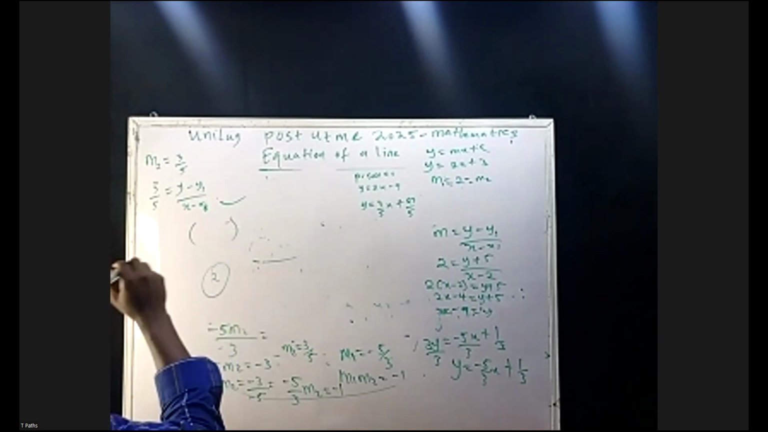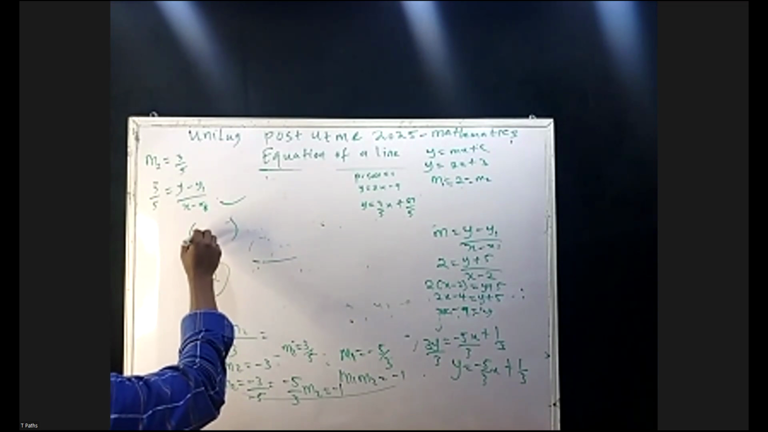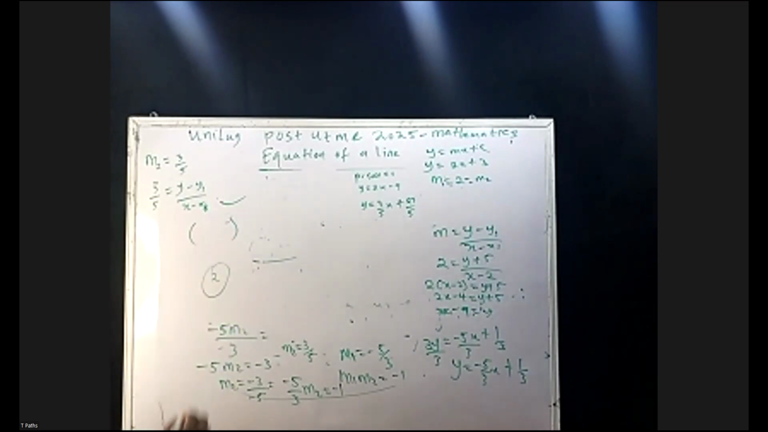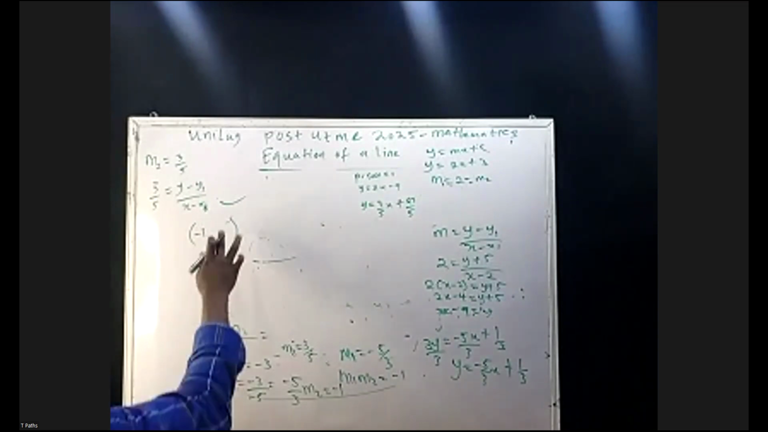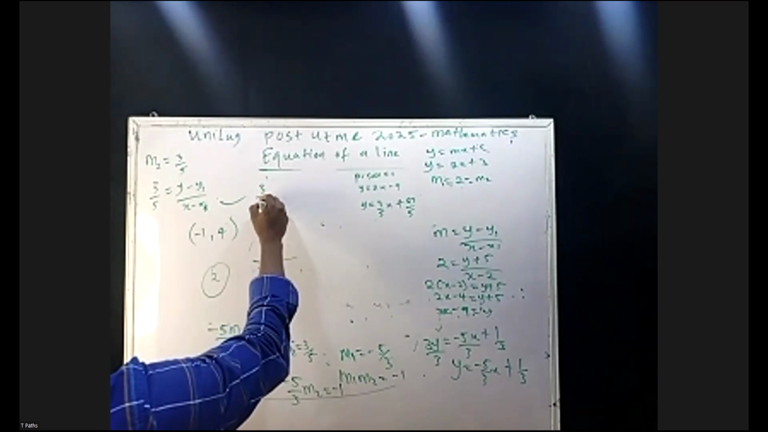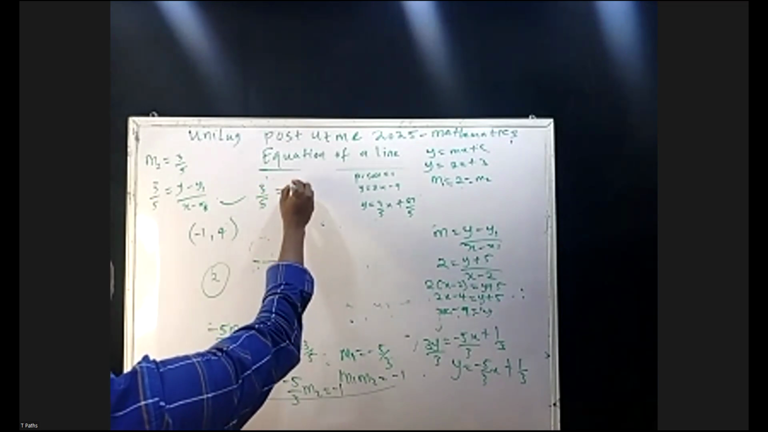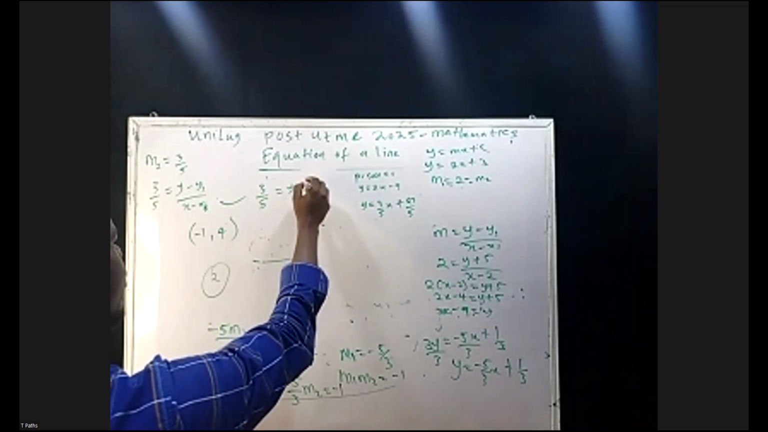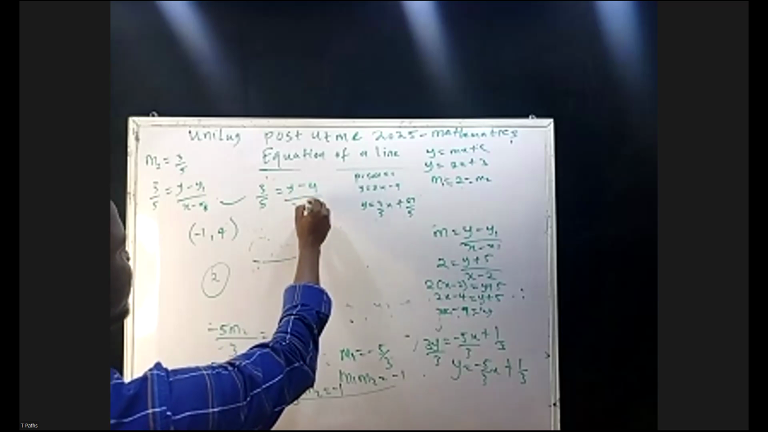What did they call it? Minus 1, minus 1 and 4. Thank you very much. Well, 3 over 5 is equal to y minus 4 over x plus 1, right?